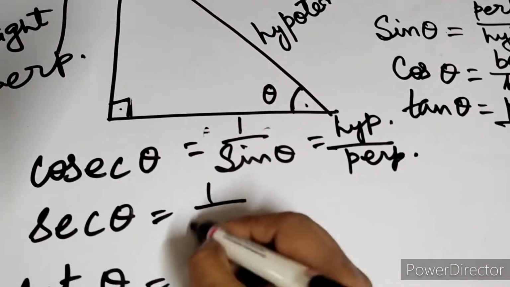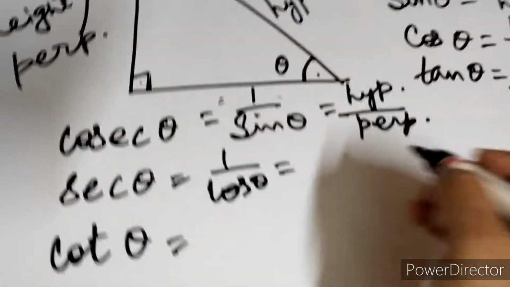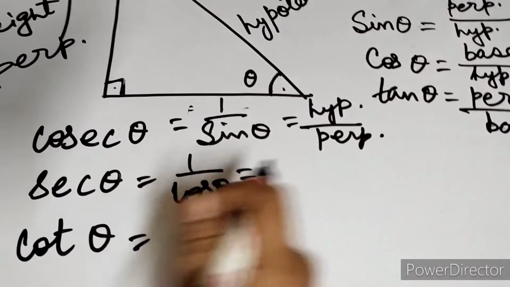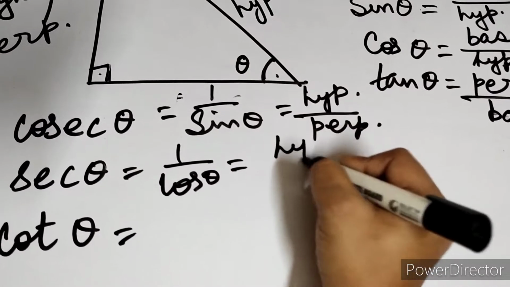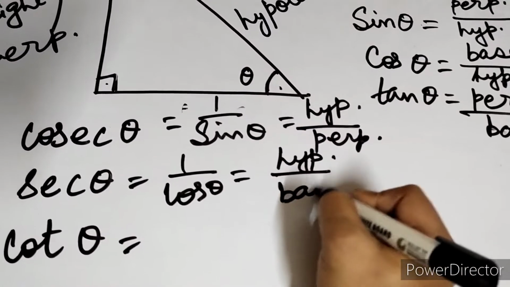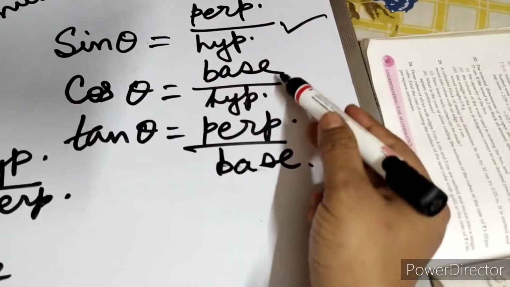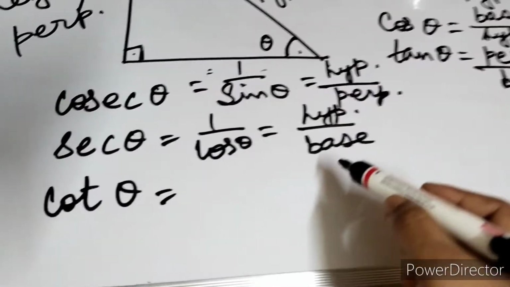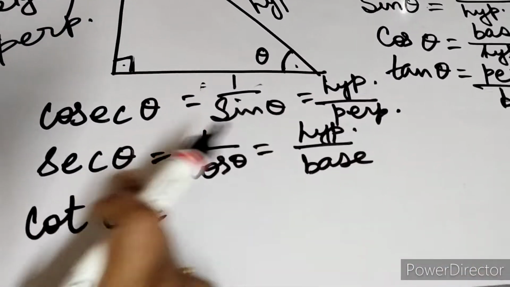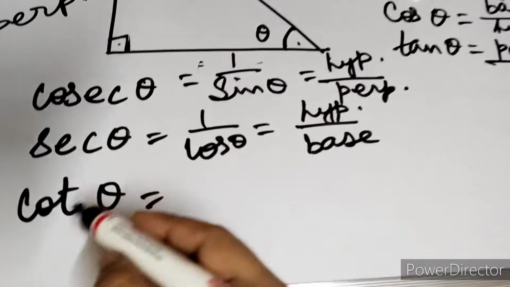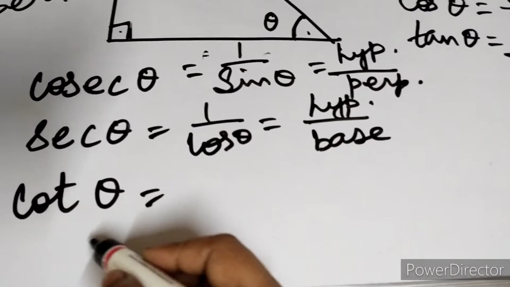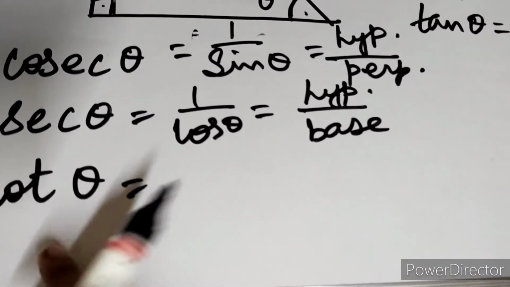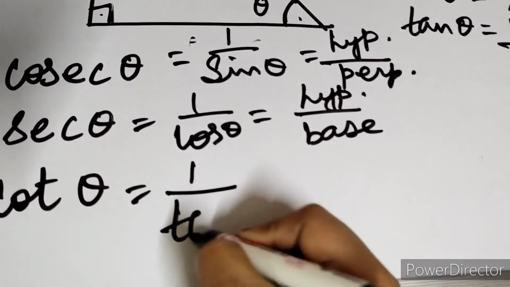Sec theta will be 1 by cos theta. Sec theta is reciprocal of cos theta, so it will be hypotenuse by base, because cos theta was what? Base by hypotenuse. So its reciprocal means hypotenuse by base. These relations are very important, just remember this. Then is the cot theta or cotangent theta. What is that? Cot theta is reciprocal of tan theta.